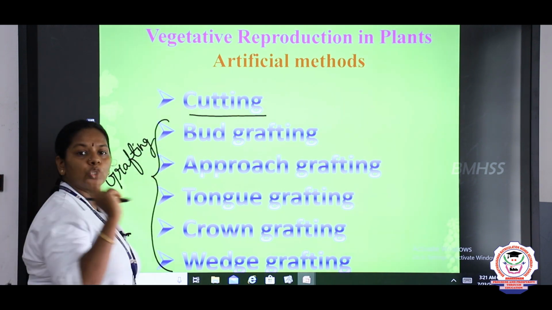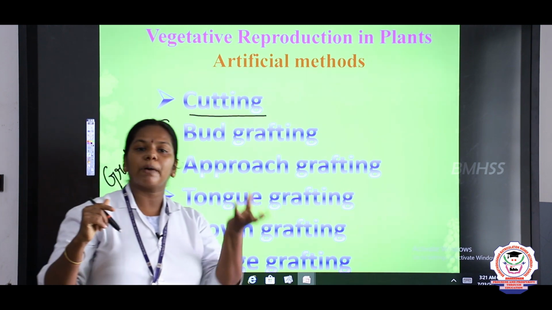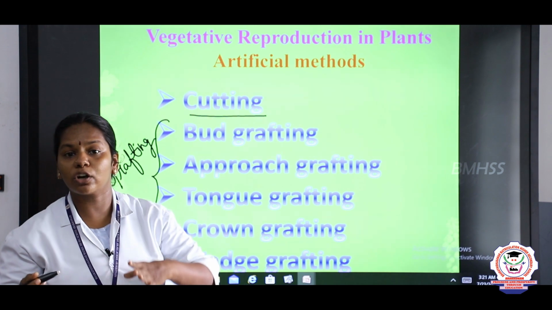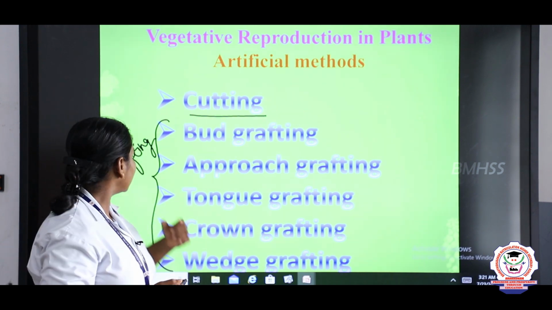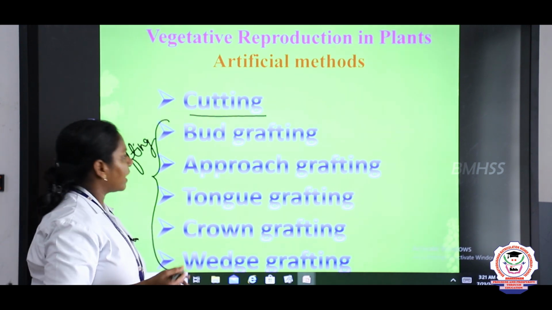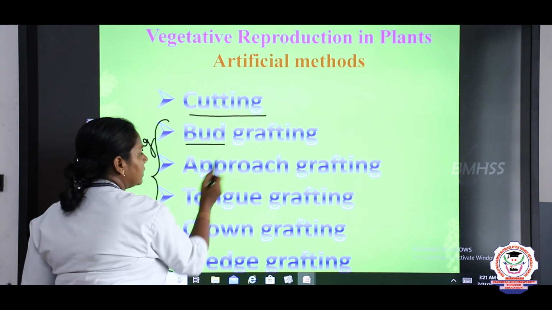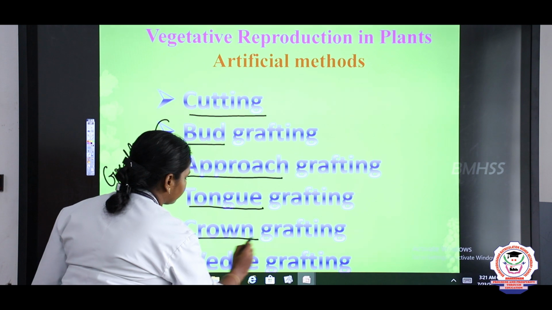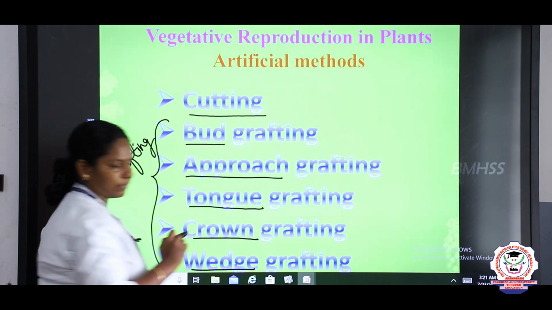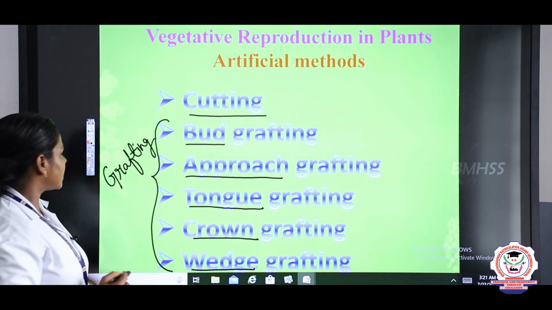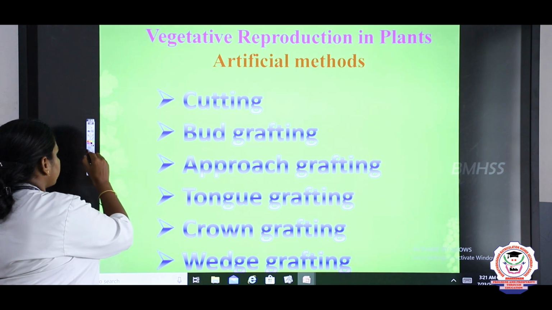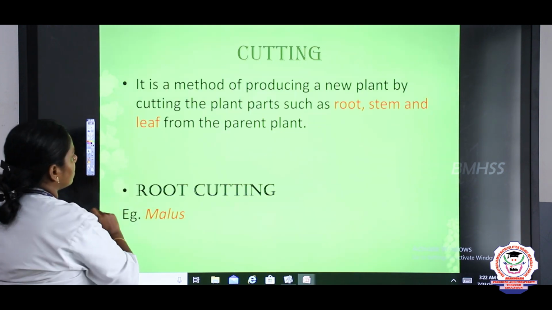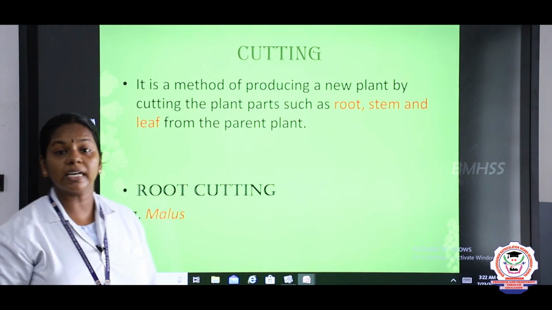Grafting involves two plants, right? Taking a part of one plant and transplanting it to another plant, we call it grafting. And grafting is of 5 types. First one is bud grafting, approach grafting, tongue grafting, crown grafting and wedge grafting, right? And next we are going to discuss about the cutting.